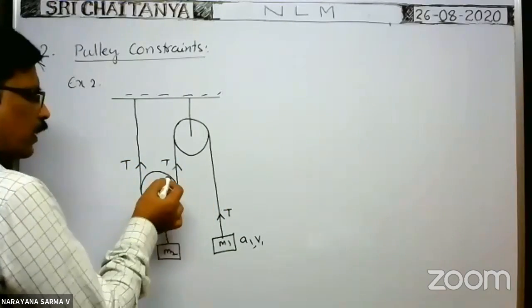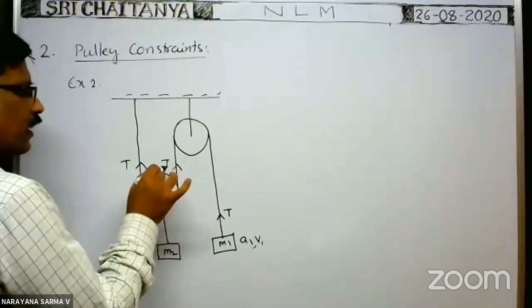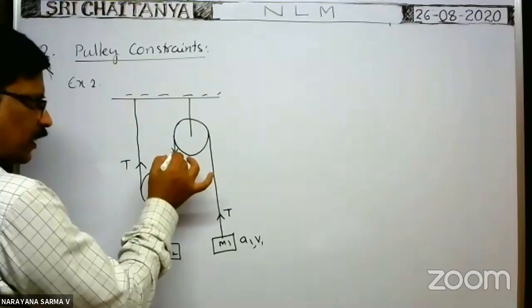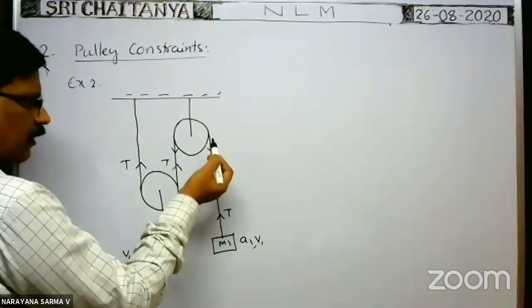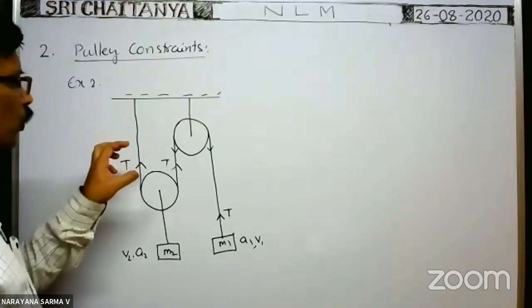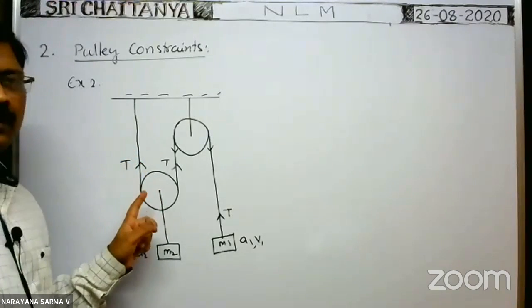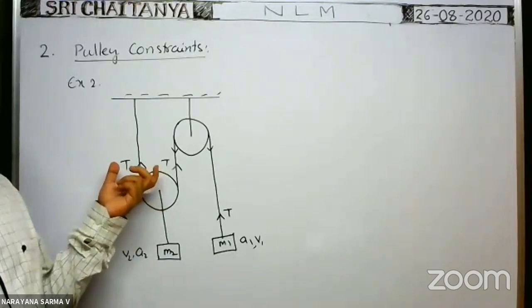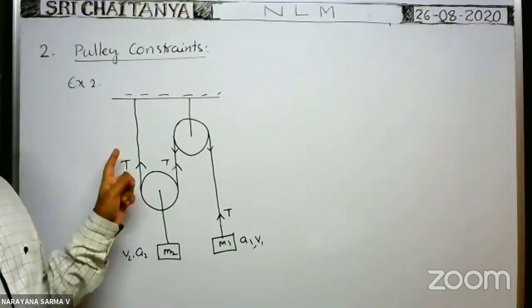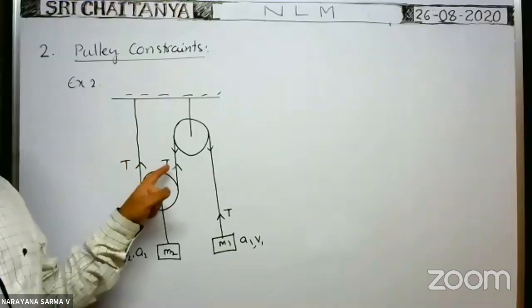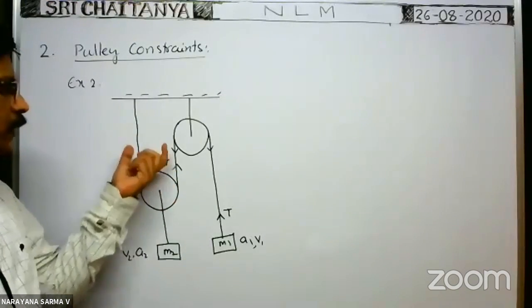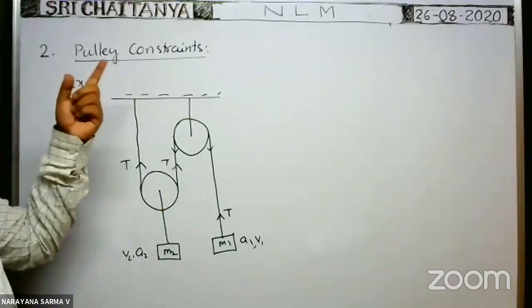Of course, when you consider this pulley, the tension in the string is away from the pulley. Here this pulley is pulled upwards with what total force? This pulley is pulled upwards by means of these two strings. That's why a 2T force acts on the pulley in the upward direction.